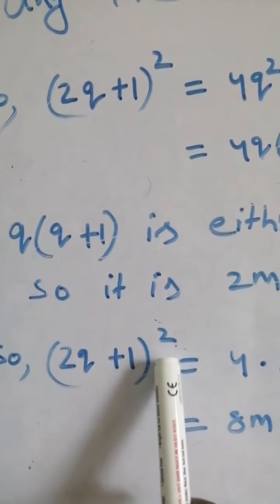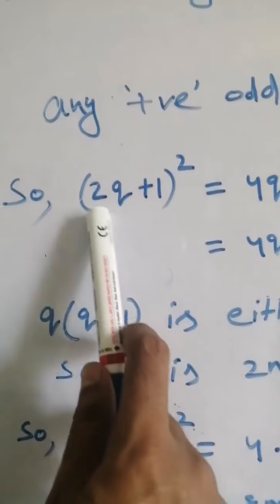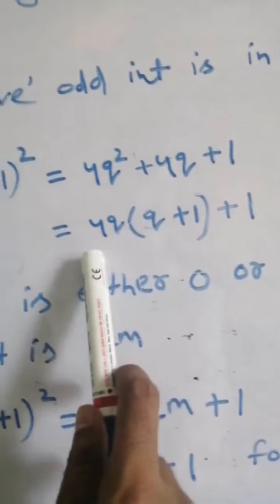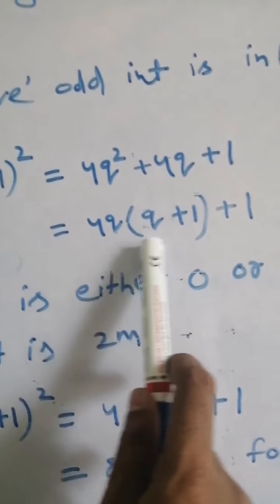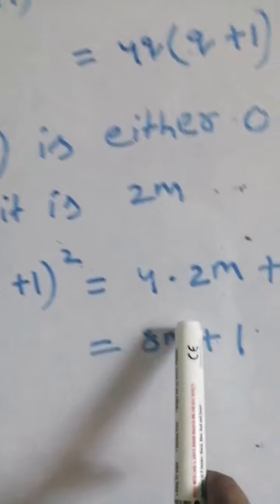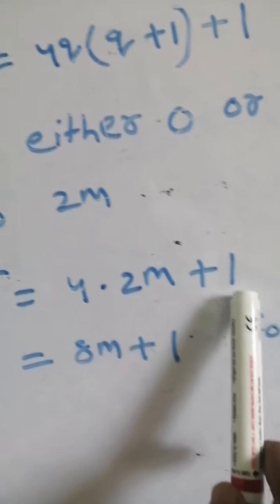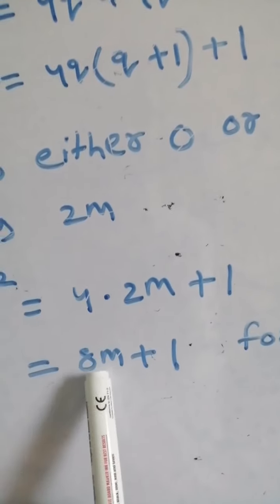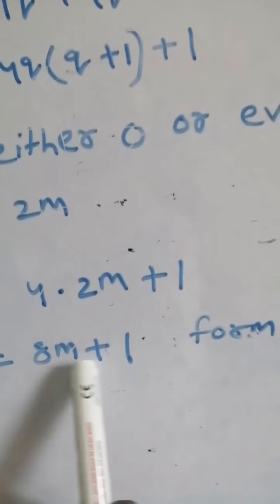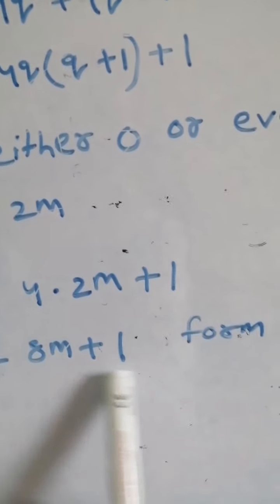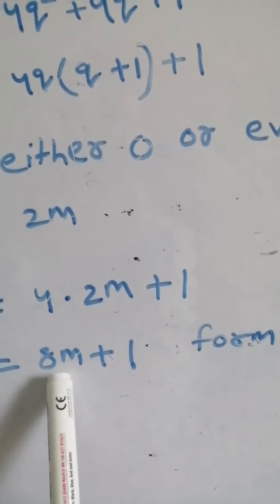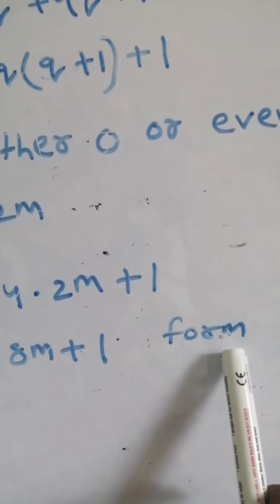So (2q plus 1) whole square is equal to this result. We can write it as 4 into (2m plus 1), that is 8m plus 1. So we conclude that the square of any odd positive integer is in the form of 8m plus 1.